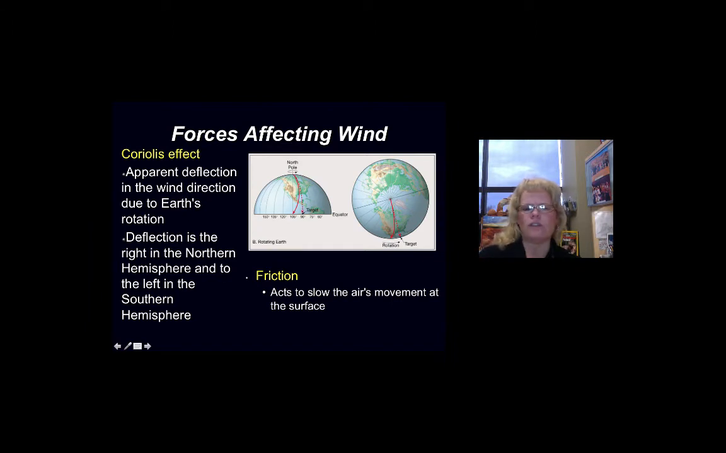Coriolis effect does have an impact on wind. Apparent deflection in wind direction due to Earth's rotation occurs, and it moves to the right in the northern hemisphere and to the left in the southern hemisphere. One other factor that affects wind is friction on the ground. Friction acts to slow the movement of air as it comes in contact with the ground and slows it down a bit.